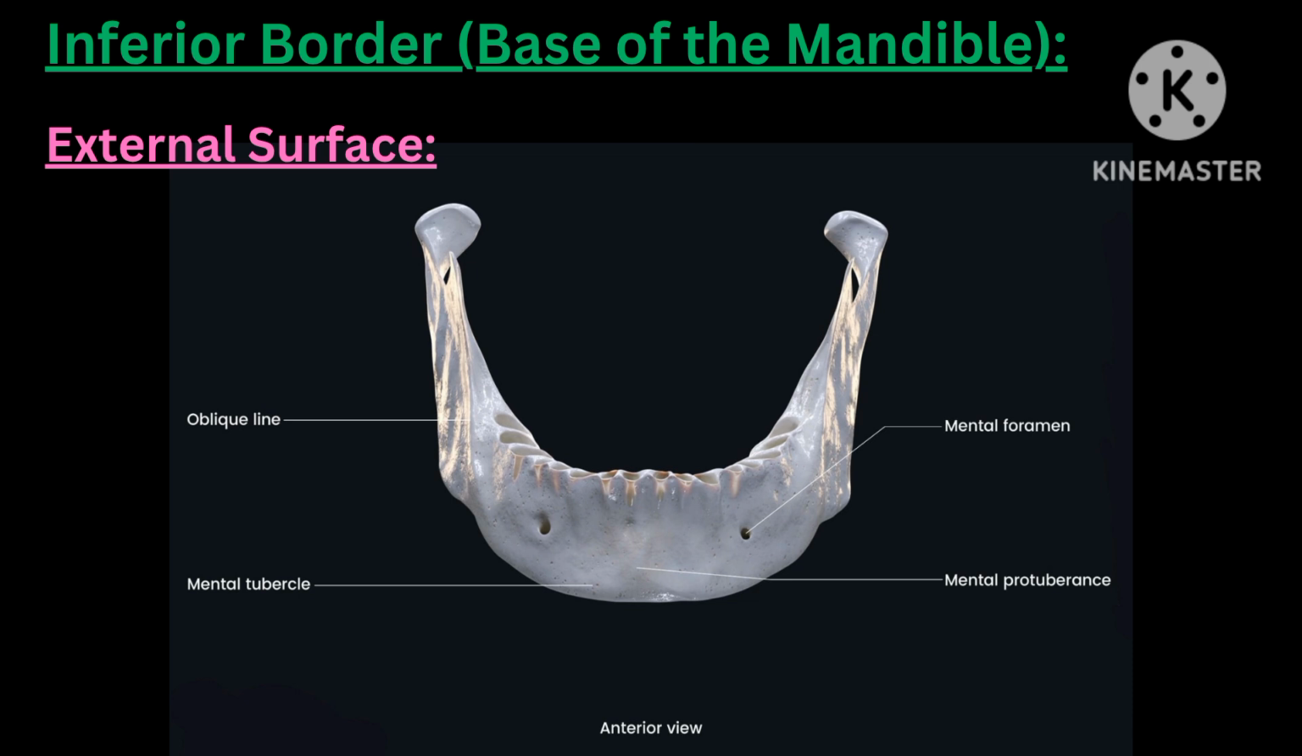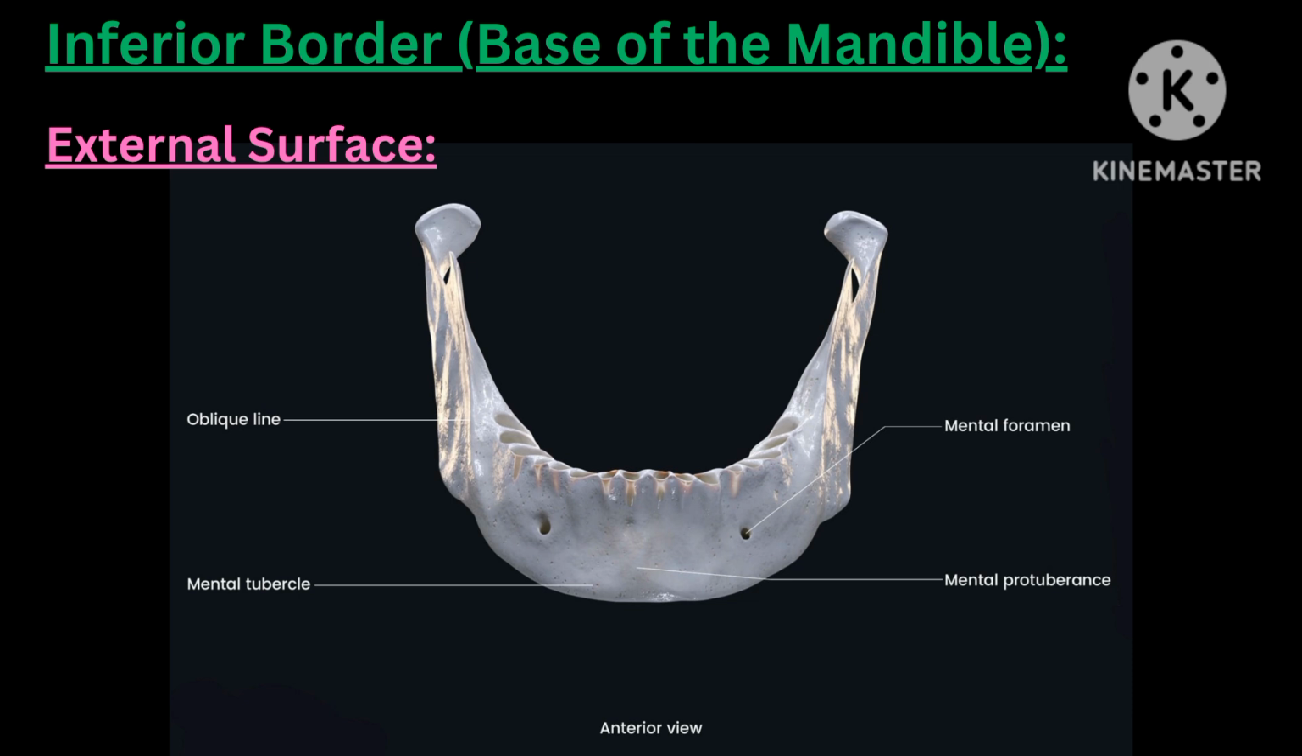The base of the mandible has an external and an internal surface. Functions of the inferior border: it maintains jaw strength and structure, and provides attachment for the digastric muscle, which assists in jaw movement and swallowing.